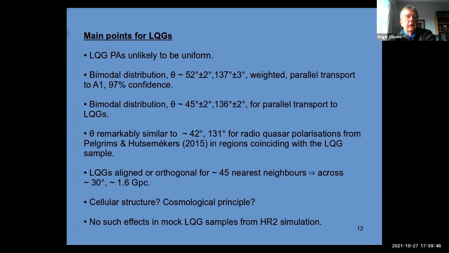So I'll try and finish just a little bit early, but here are the main points. The position angles are unlikely to be uniform. There's a bimodal distribution. And the angles for the bimodal distribution are remarkably similar to the angles found for the radio quasar polarizations that we heard about from Damien about an hour ago.